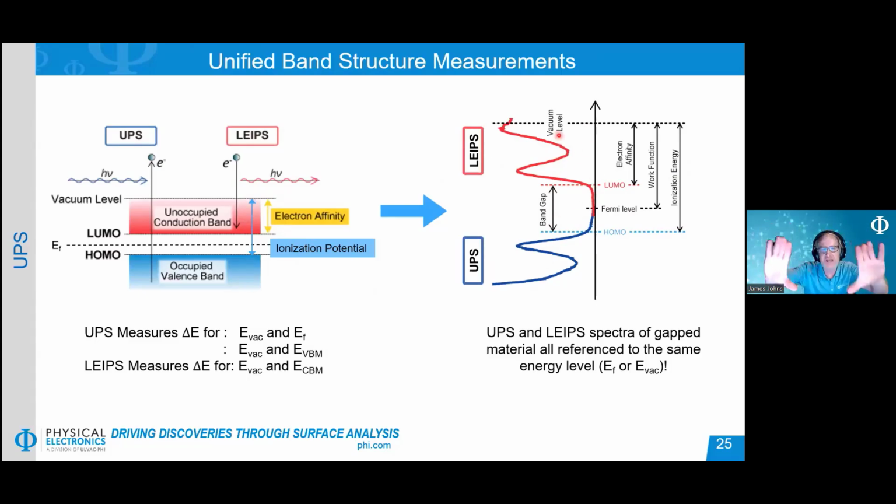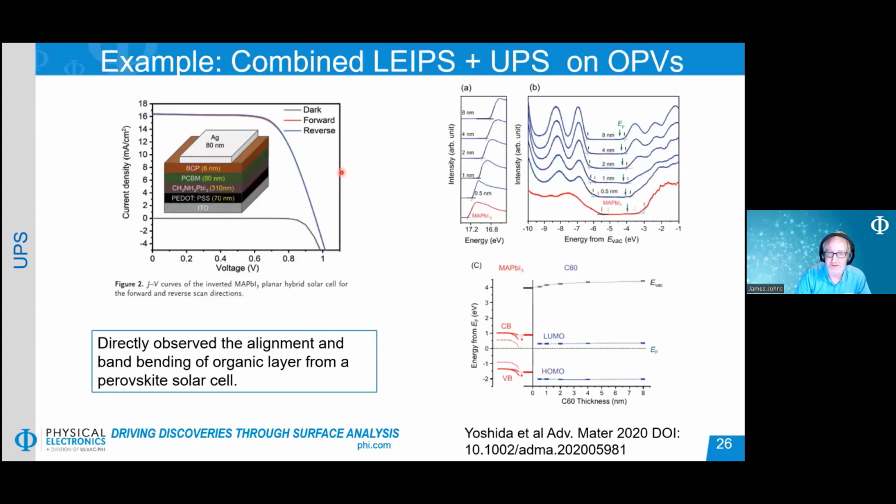And so we can start relating one material to another material and look at what is the electron injection barrier, the hole injection barrier, or the hole collection barrier, right? So we can talk about how electrons transfer between materials by this sort of unified band structure that we can directly access experimentally. And so here's an example from the literature.